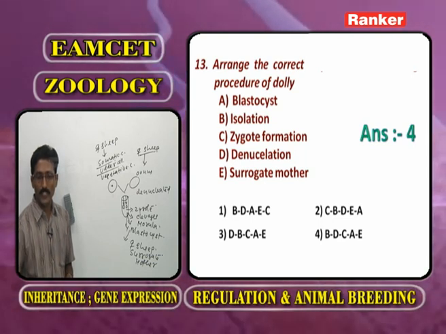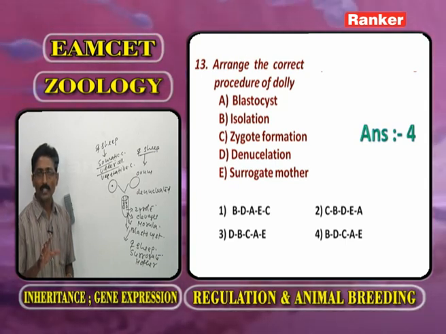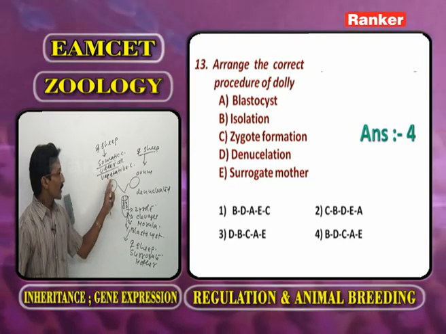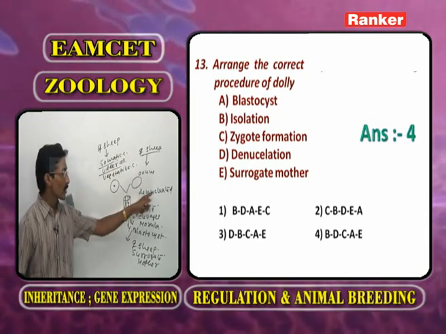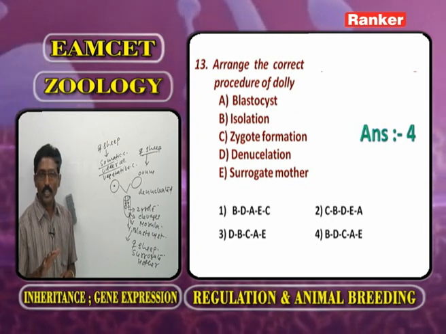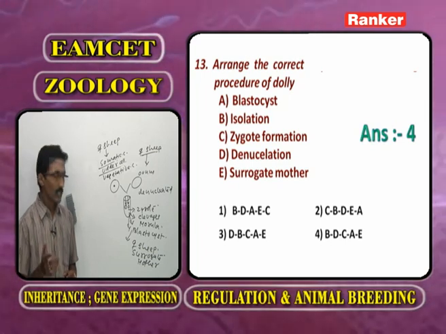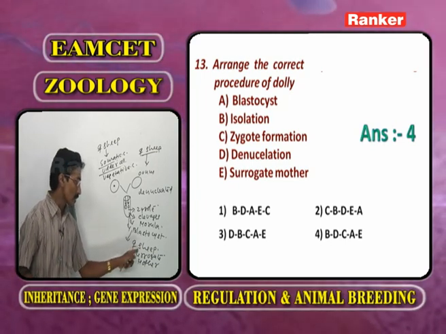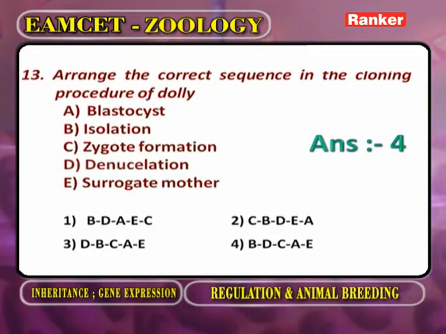Now based on this, you have to arrange the points in order. One is blastocyst, isolation, zygote formation, denucleation, surrogate mother. The first one is the vegetative cell is isolated. Second, from the ovum the nucleus is removed, denucleation. Third one, zygote formation. Fourth one, blastocyst formation. Last one, the blastocyst is kept in the uterus of the surrogate mother. Next question.